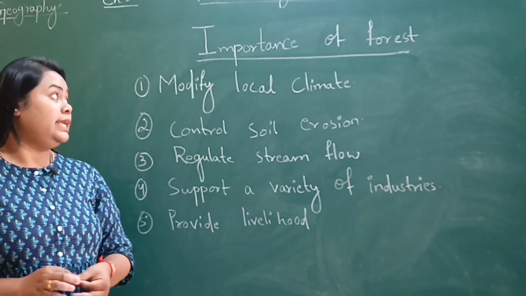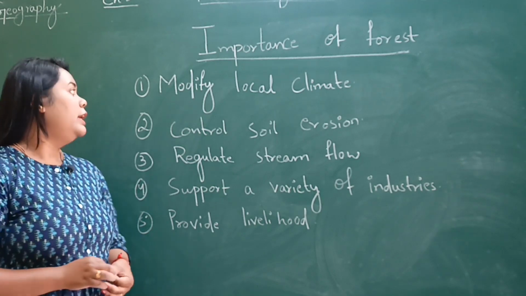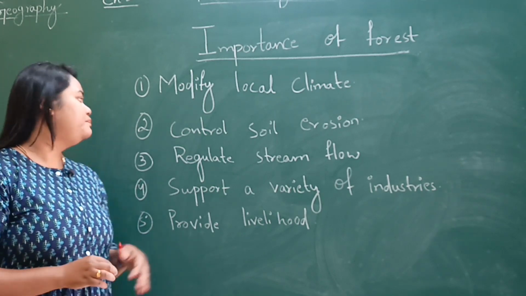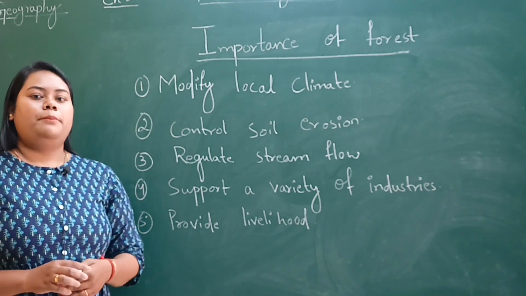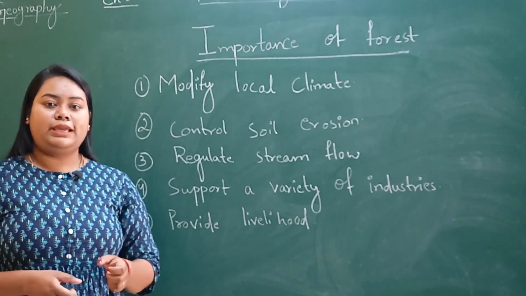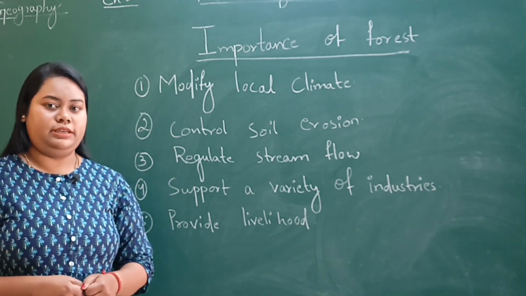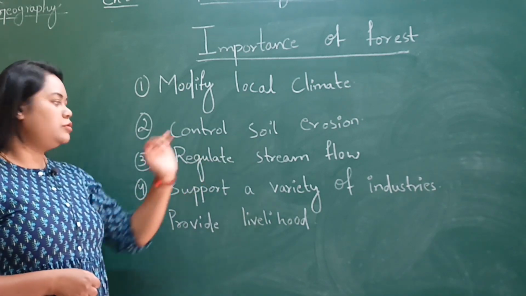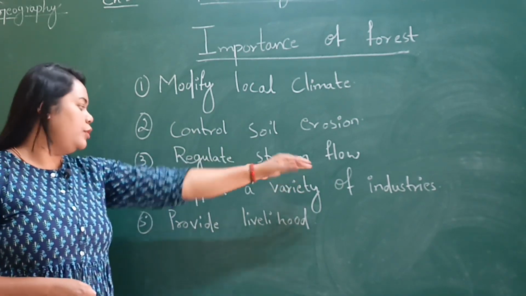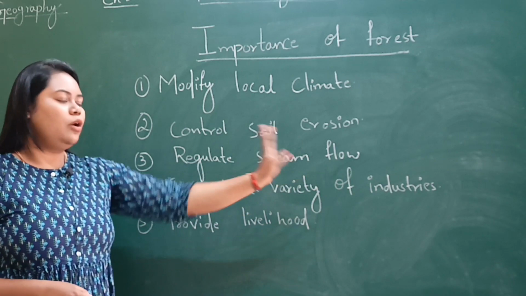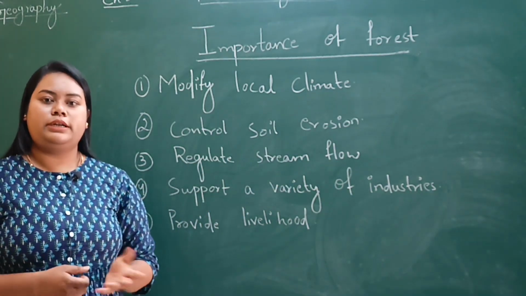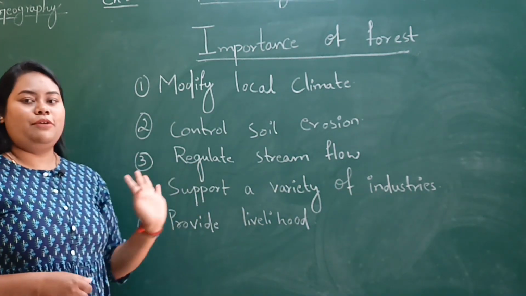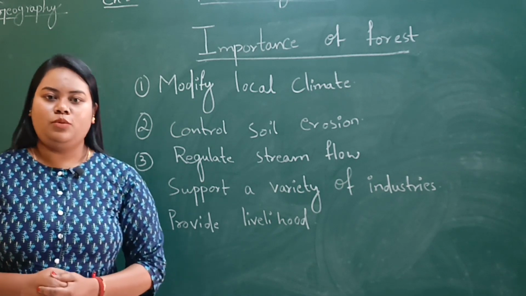Now we will see the importance of forests. They modify local climate and control soil erosion, because the trees hold and catch the soil very tightly. That's why they control soil erosion. They regulate stream flow, support a variety of industries like wood and rubber, and provide our livelihood.